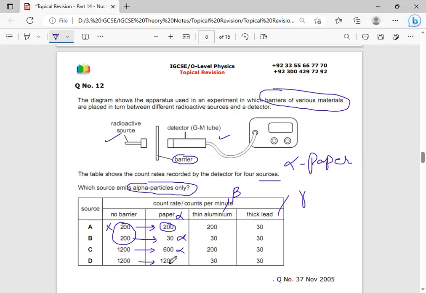1200, but no change after placing paper. It means two options are discarded, A and D. Now out of B and C, we have to check. After placing aluminium, is there any change in the reading? No. After placing lead, is there any change in the reading? No. So it means that option B is the correct answer. Why? Because after placing aluminium in option C, the reading has changed from 600 to 200. So it means that beta particles were present. So option B was the correct answer.